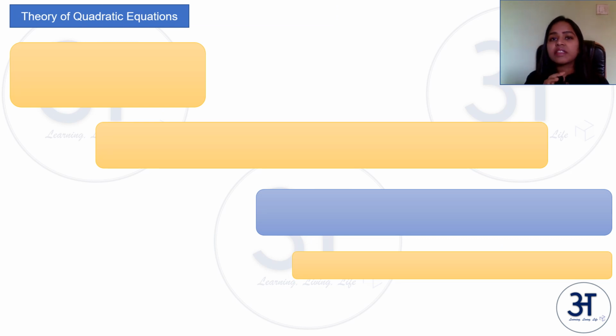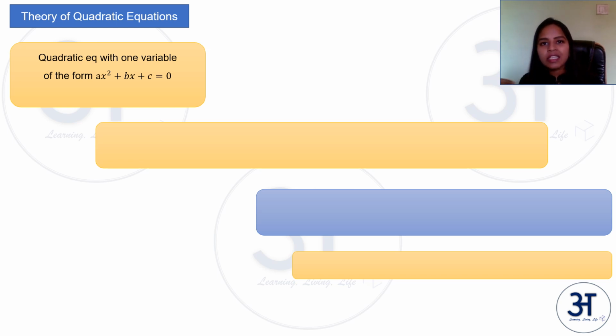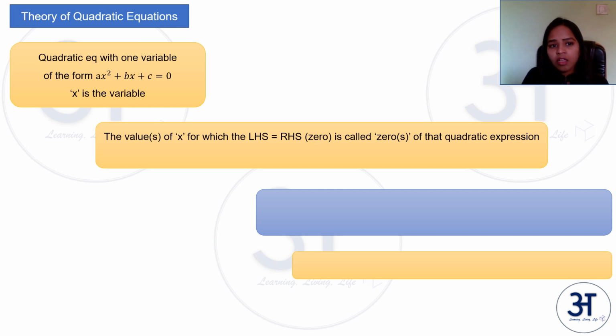Now let us look at the theory of quadratic equations. Now that we have completed some basics of the graphical representations of linear equations, we will look at the quadratic equation of one variable first. It will be of the form ax square plus bx plus c, where x is the variable, and a, b and c can be any different numbers, right? So ax square plus bx plus c is the quadratic expression. When you put it equal to 0, or equal to something, it becomes a quadratic equation.